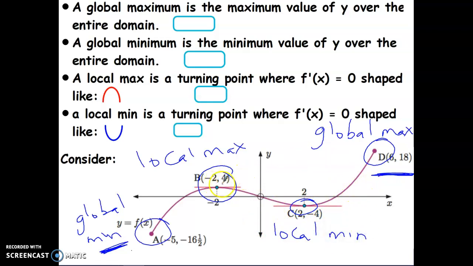All right, so my local max and my local min are turning points. My global min and my global max are the highest or lowest that the graph ever goes.